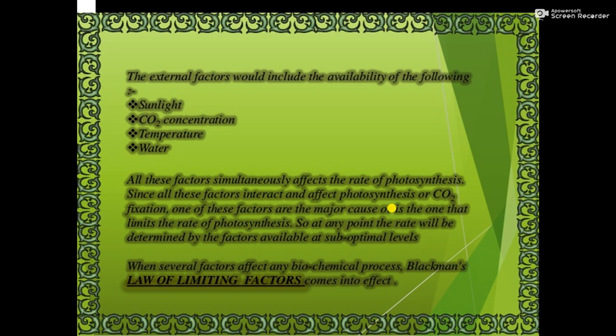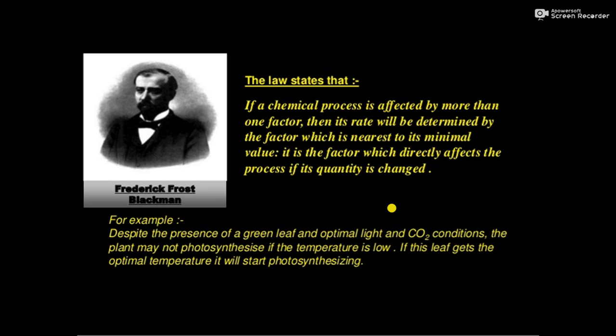When several factors affect any biochemical process, Blackman's law of limiting factors comes into effect. Now, what is Blackman's law of limiting factors? The law states that if a chemical process is affected by more than one factor, then its rate will be determined by the factor which is nearest to its minimal value. It is the factor which directly affects the process if its quantity is changed.